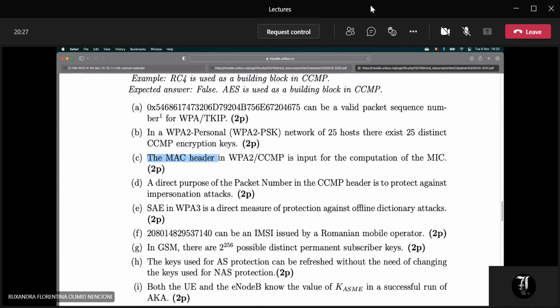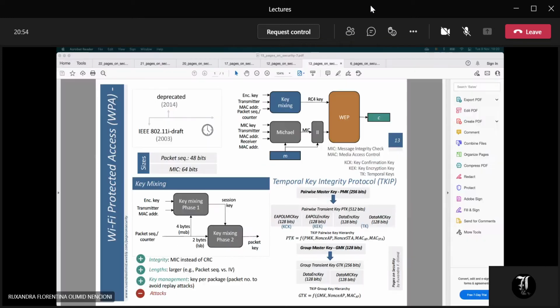The MAC header in WPA2 CCMP is input for the computation of the MIC. It is true. So the MAC header in WPA2 CCMP is input for the computation of the MIC.